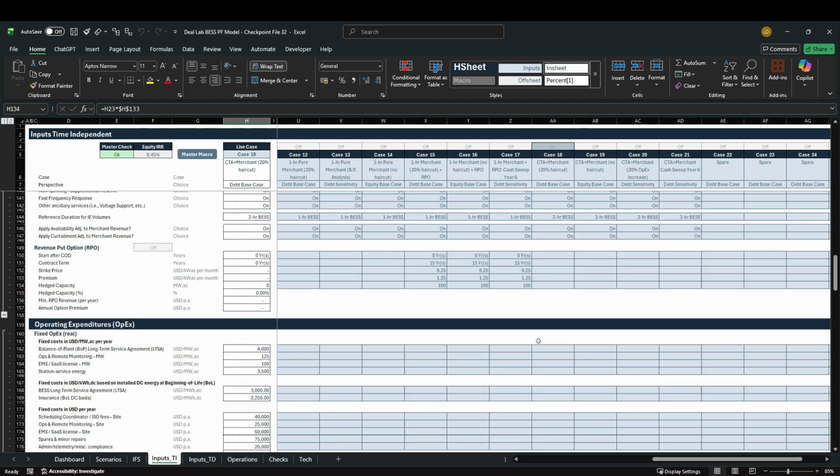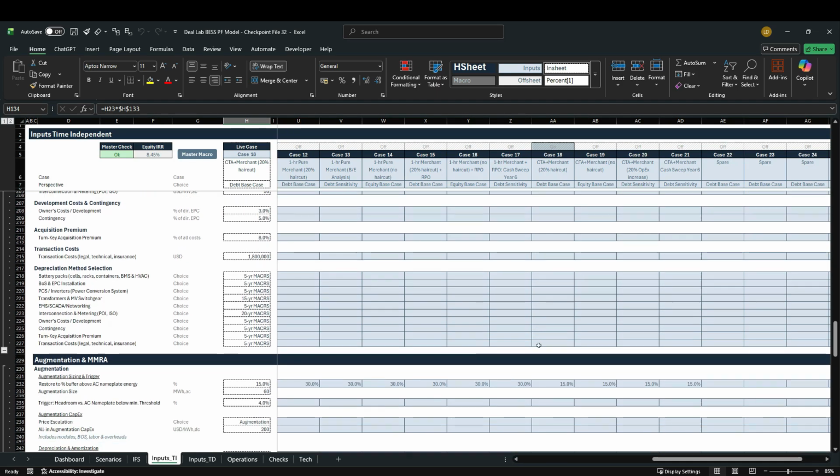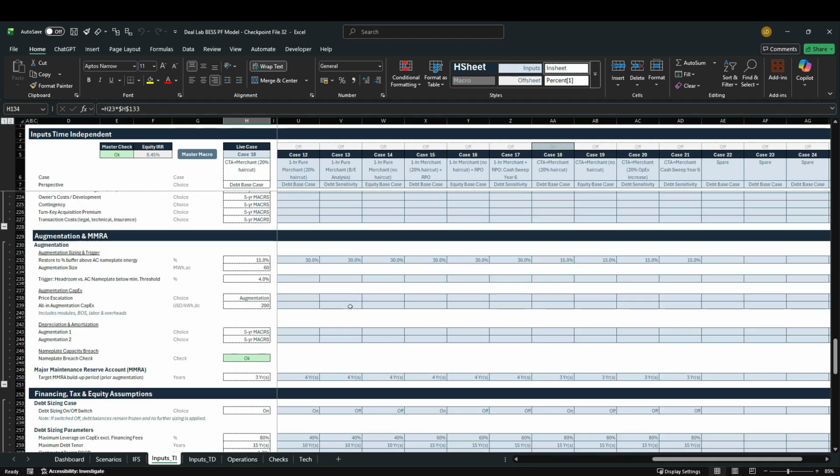Let's scroll down further and check out first our augmentation schedule. You can see, since we are now again in a full tolling agreement, we do not have to augment the battery as much as in the full merchant case, because the degradation assumption will not be as aggressive as in a fully merchant case. So restoring 15% of buffer of the AC nameplate energy is more than sufficient to maintain the minimum point of interconnection capacity for 20 years.